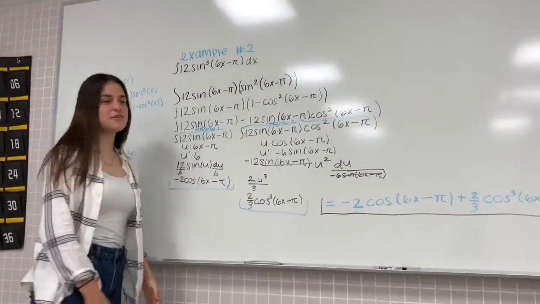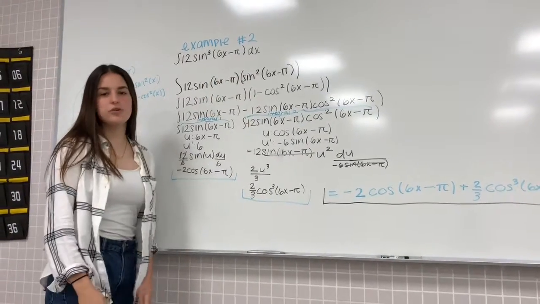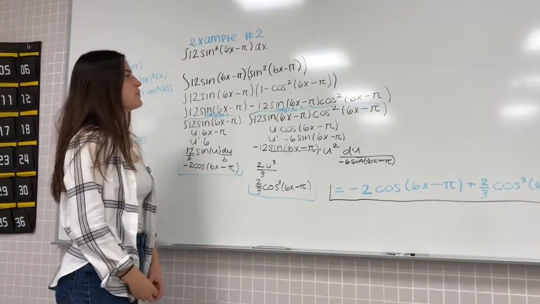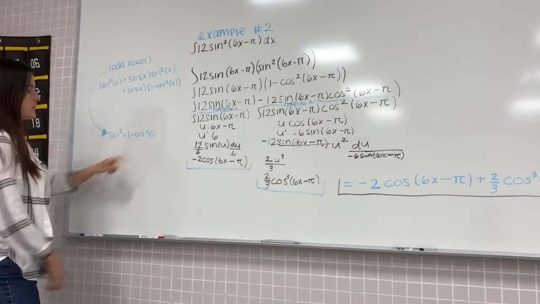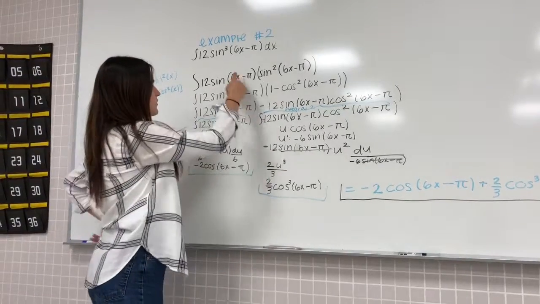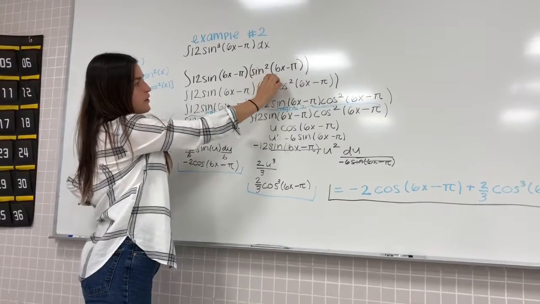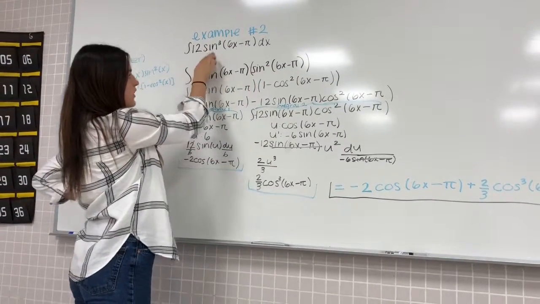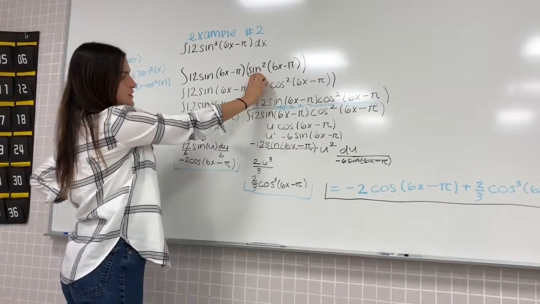The integral that we have to solve is 12 sine to the power of 3 of 6x minus pi. In order to solve it, we have to identify that we have to use the Pythagorean identities. And because it is an odd power, we have to use this one. So we will replace this in sine squared. So we will get 12 sine 6x minus pi times sine squared 6x minus pi, because we separated the sine to the third power. And we replace 1 minus cos in sine squared.